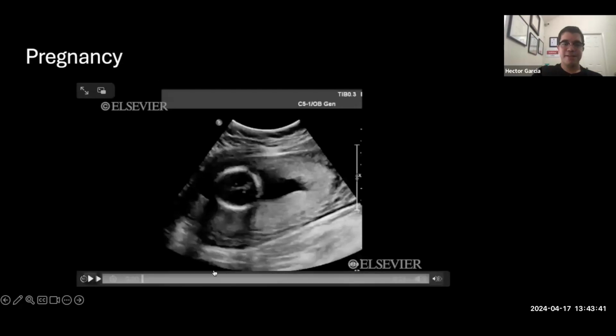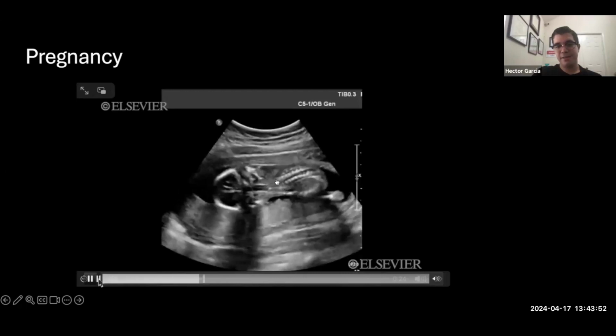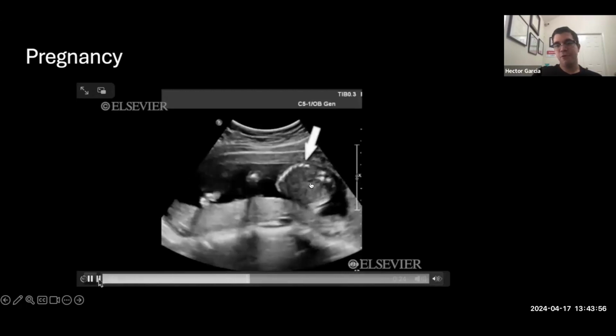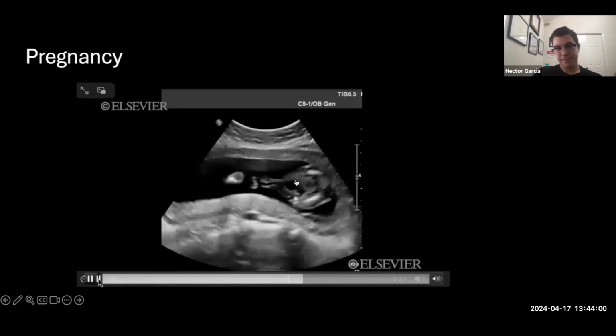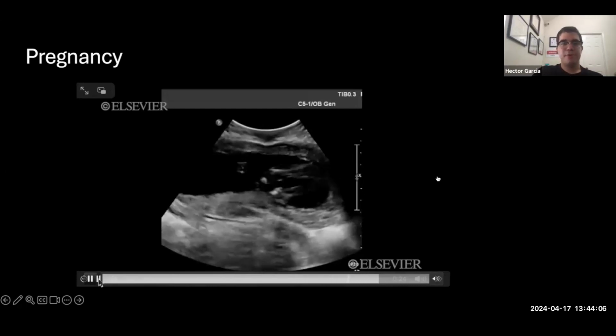Okay, and then this is another use of ultrasound, which is pregnancy. And in here we see the head. The first arrow is the head. The second arrow is the spine, the baby's spine. The third arrow is going to be the belly. The fourth arrow is going to be the femur in the baby. So this is the femur right there. So very important for pregnancy.